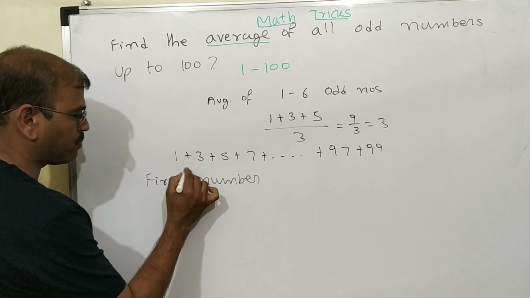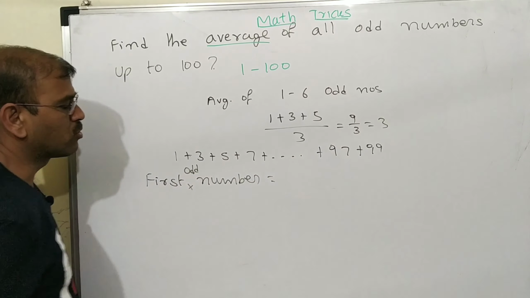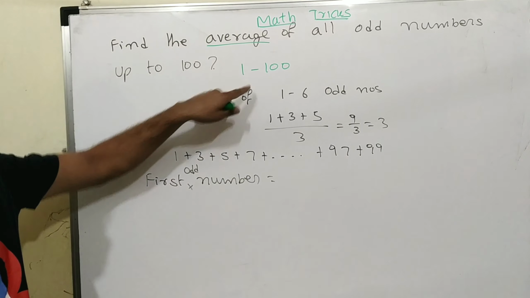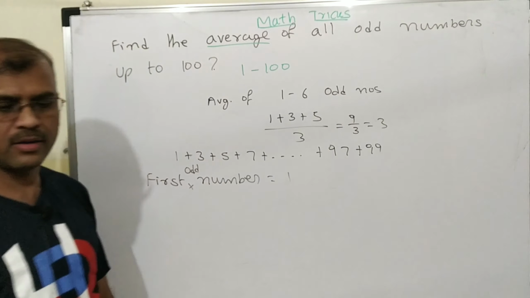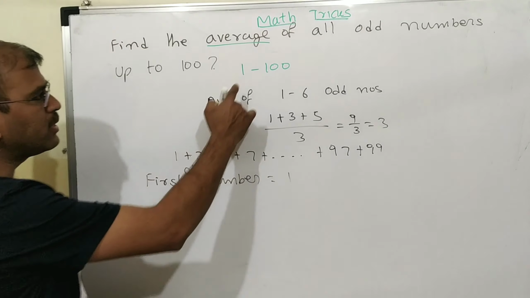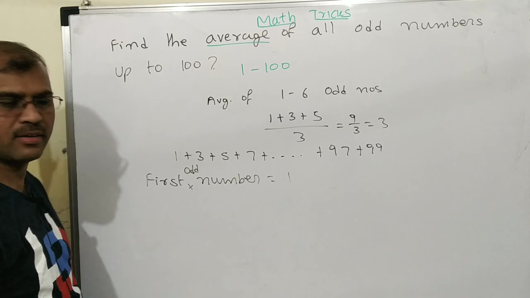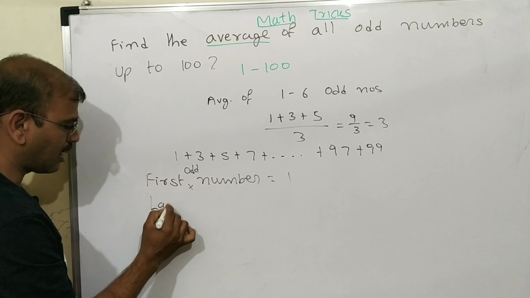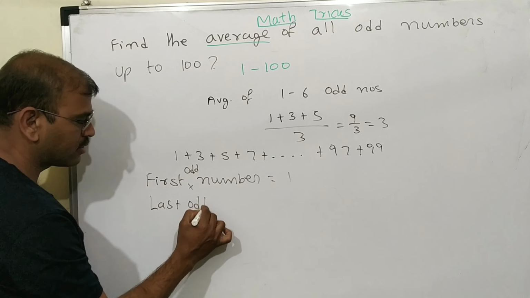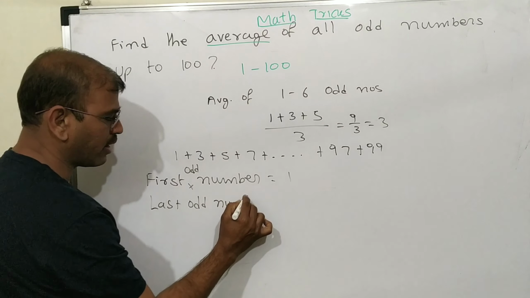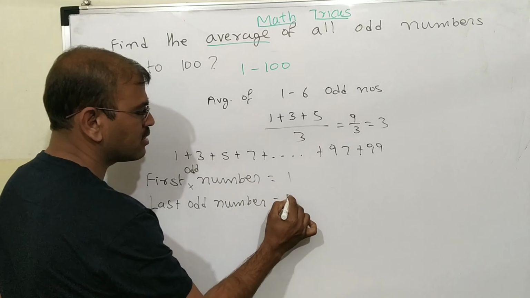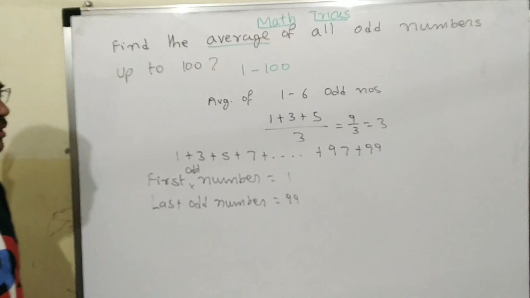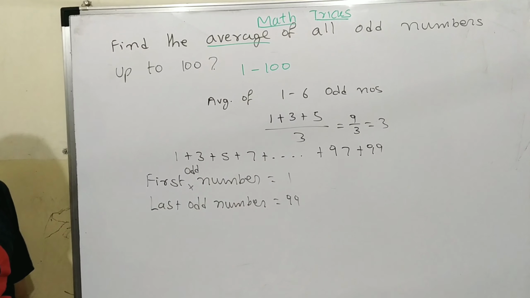Now what I am going to do is write the first odd number. What will be the first odd number? That will be 1. What will be the last odd number between 1 to 100? It is 99. The last odd number is 99.